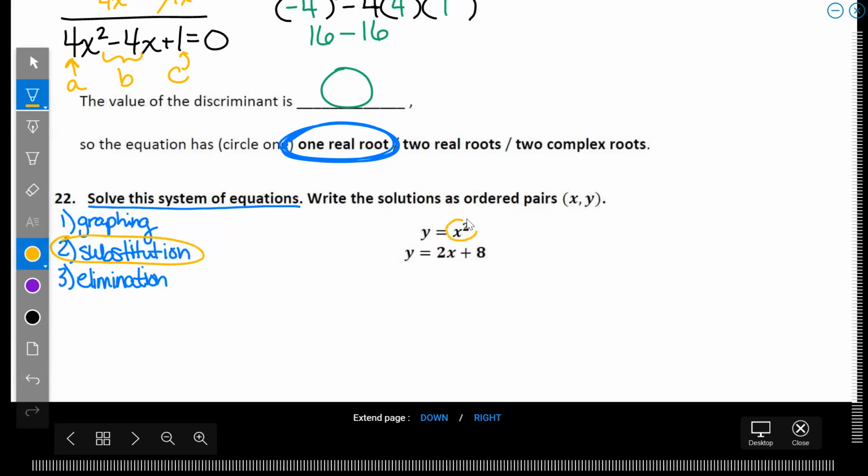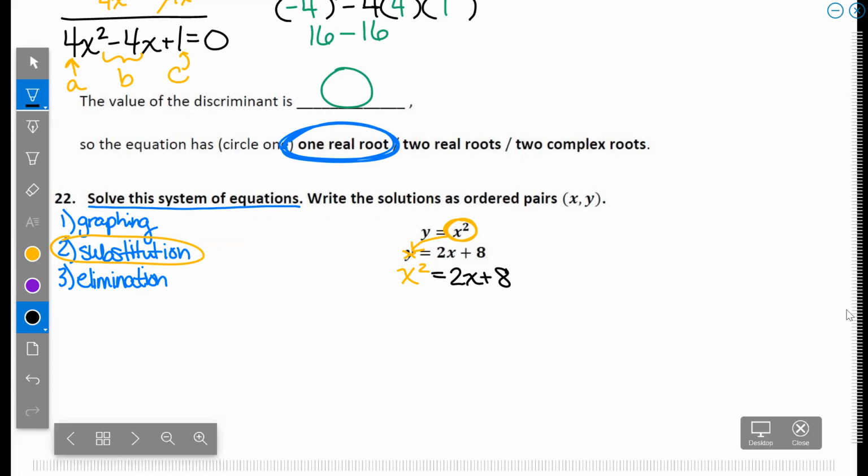I'm going to take x squared and I'm going to put it in the place of this y right here. So this is going to become x squared equals 2x plus 8. So far, so good? Yes, I do. There you go. We're using substitution here. I made it take the place of the y.